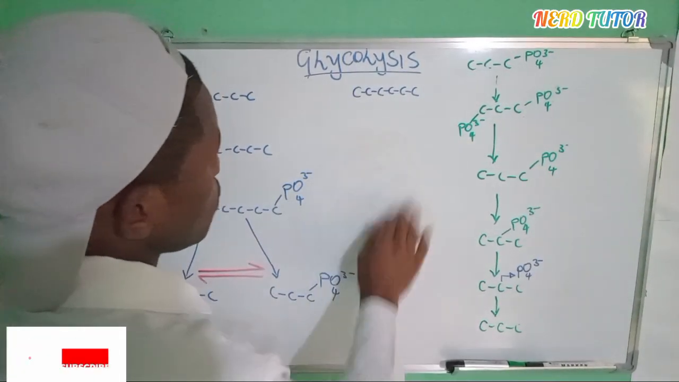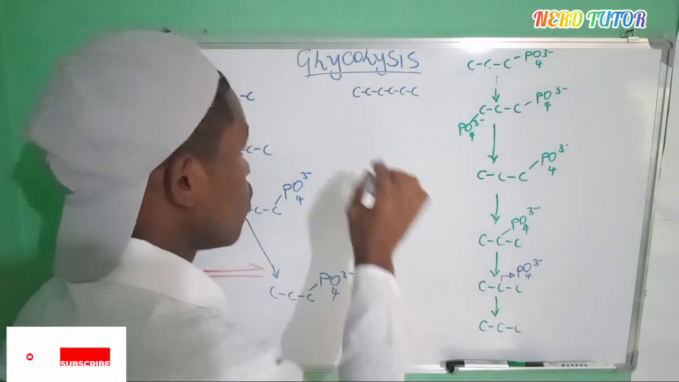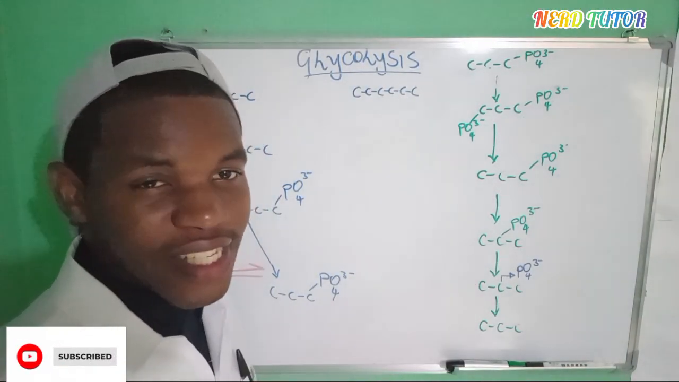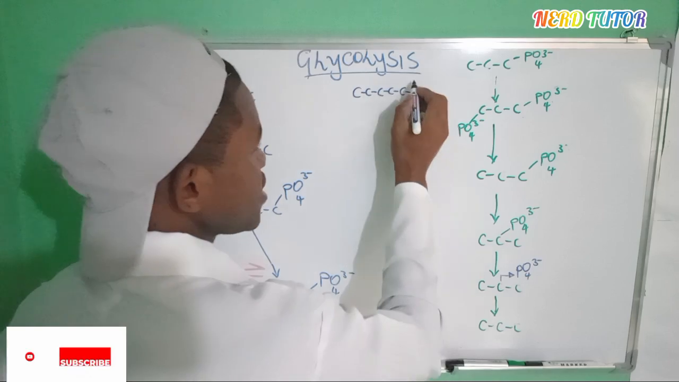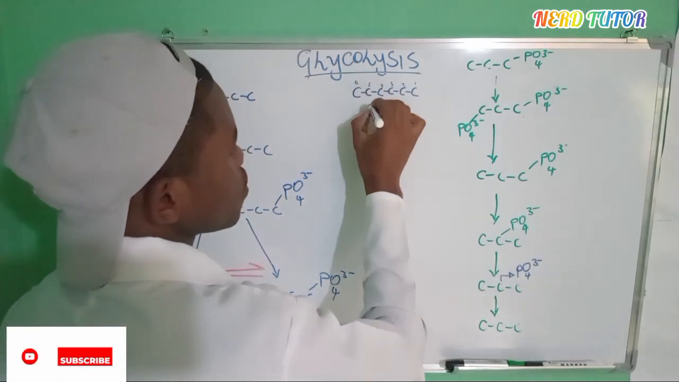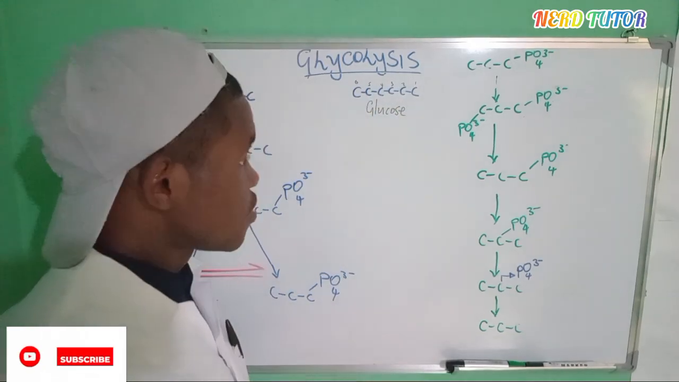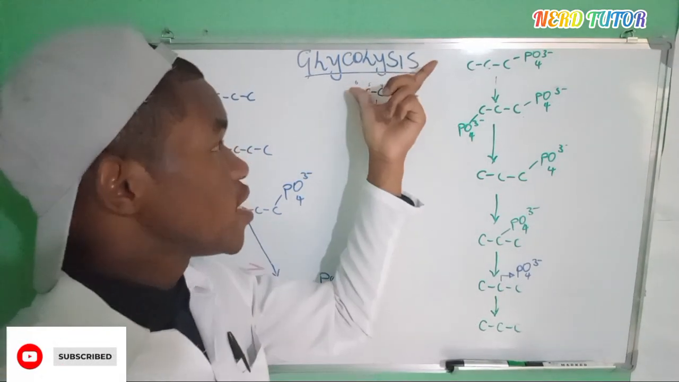Okay, so here we have a glucose molecule. We know that a glucose molecule has got 6 carbon atoms. So this is number 1, this is 2, 3, 4, 5, and 6. So this is a glucose. Now this glucose will undergo the glycolysis process.